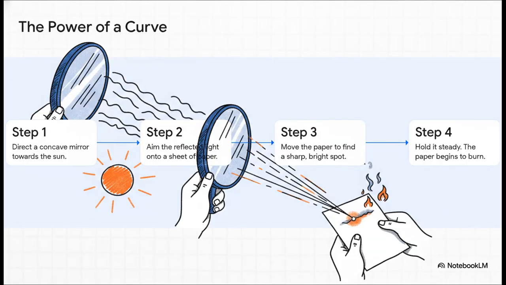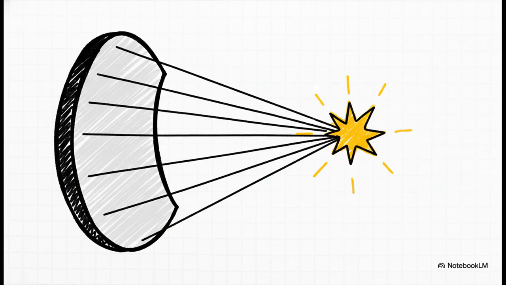And here's a brilliant way to see the power of a concave surface. If you take a concave mirror and reflect sunlight onto a piece of paper, you can focus all of that light and energy into a single, tiny, intensely hot point. If you hold it there, the paper will actually start to smoke and burn. So what's happening is the curved mirror is collecting all that sunlight from a wide area and concentrating it. That super bright spot is called the focal point.